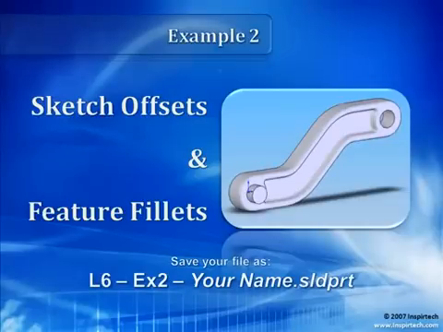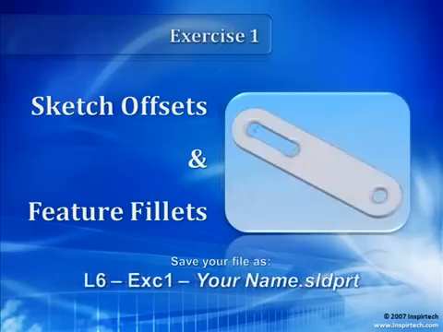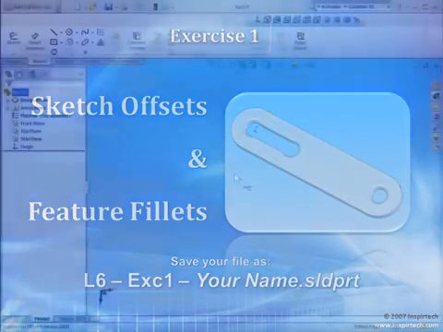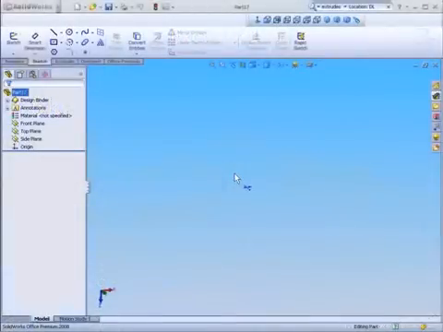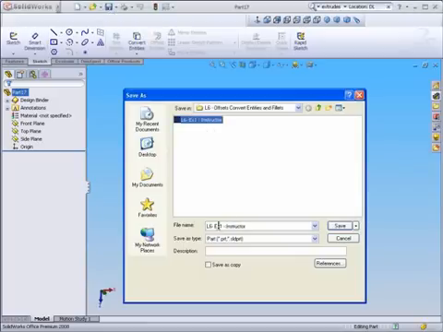This is example 2 for the sketch offsets and fillet features lesson. I've started example 2 with a blank inch file again using the inch part template. We're just going to go ahead and save this file in our working directory as exercise 2.